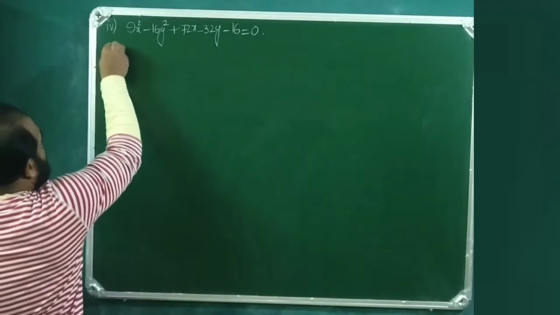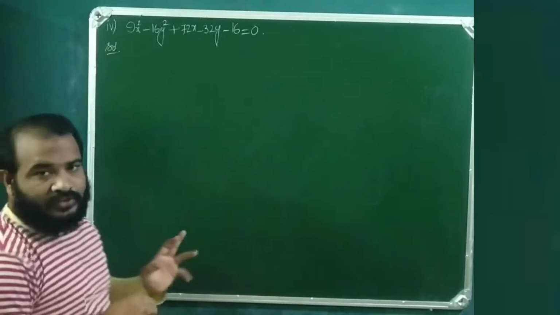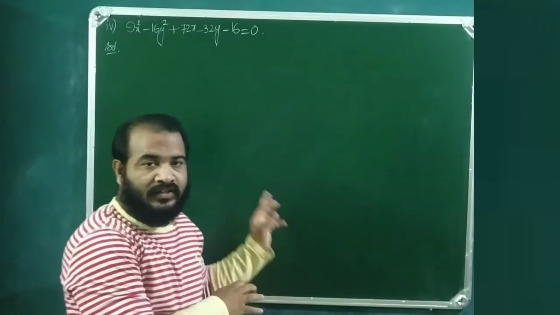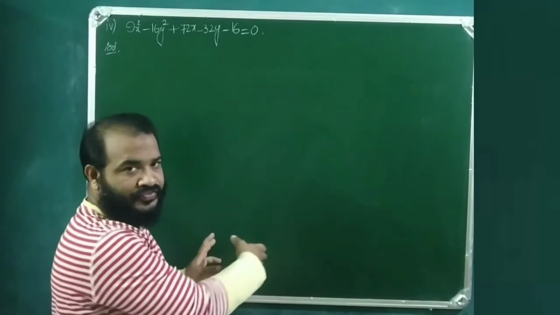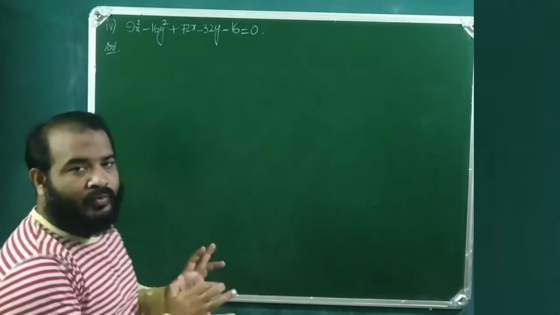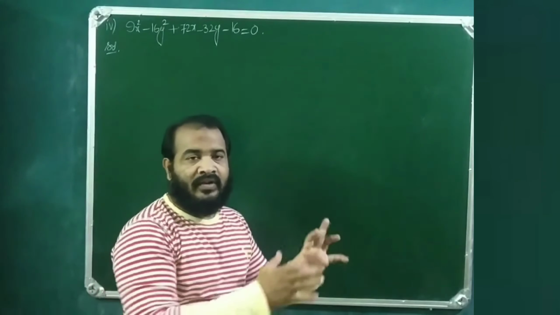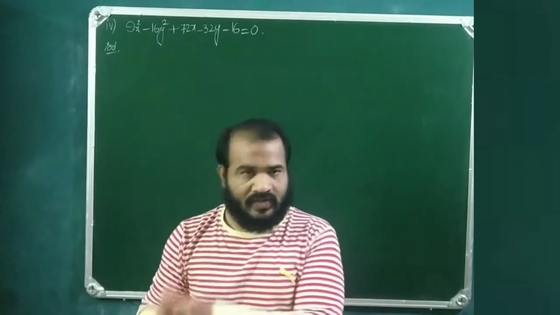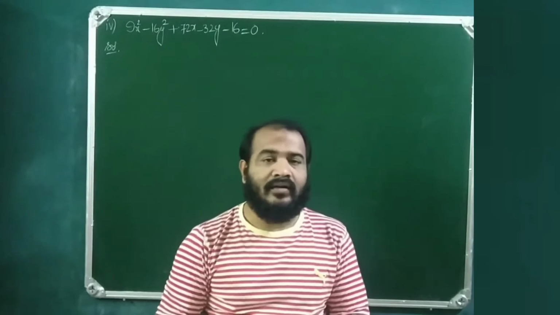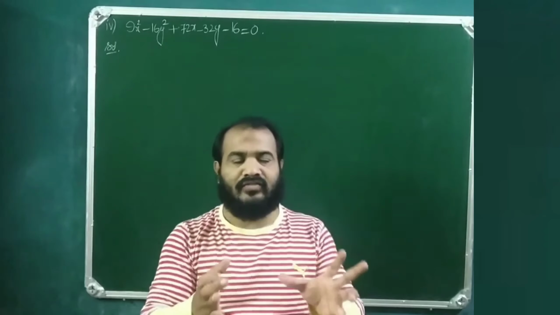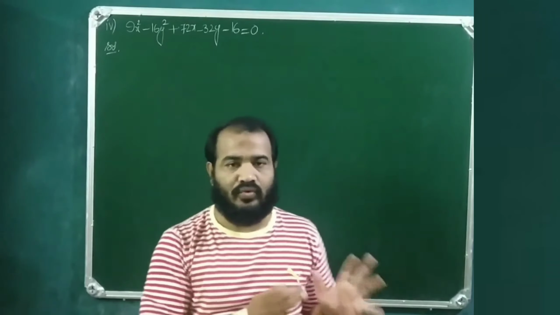Next problem: 9x square minus 16y square plus 72x minus 32y minus 16 equals 0. Students are requested to listen to this problem attentively and carefully, because this is going to be the last problem of this type. The first and foremost thing we have to do is write all the x terms on one side, and the remaining y terms and the constant onto the other side.